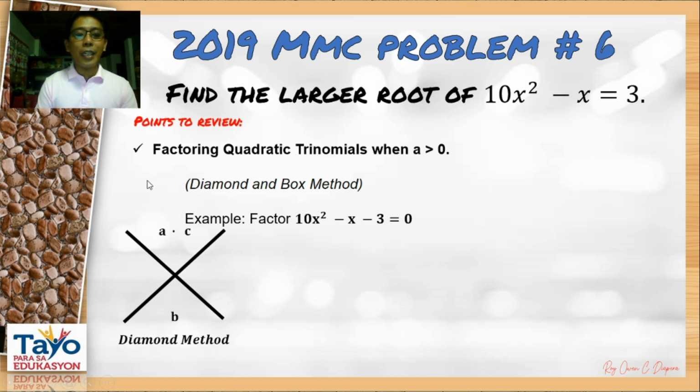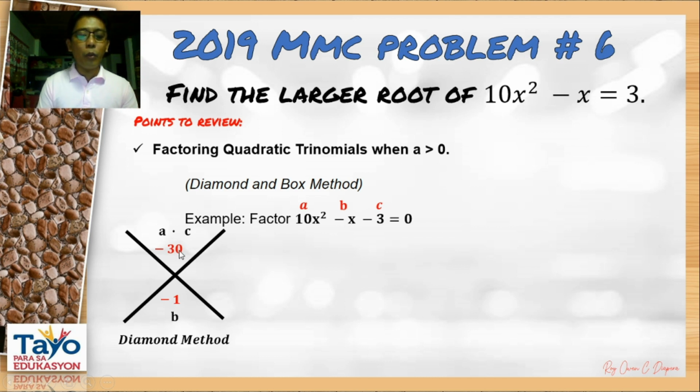So A and C here is actually the numerical coefficient, and in the bottom is the numerical coefficient of the middle term. So saan tayo kukuha ng mga value ng A, C, and B na to? Of course, dito sa given equation. So first, you multiply A and C, which is 10 and negative 3, which is equal to negative 30, while the numerical coefficient of B, which is the middle term, is negative 1.